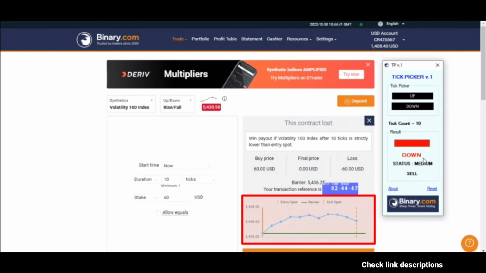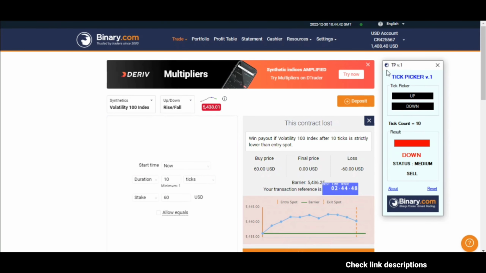If there is a loss like this, do compensation. 1, 2, or up to 3 times the compensation.